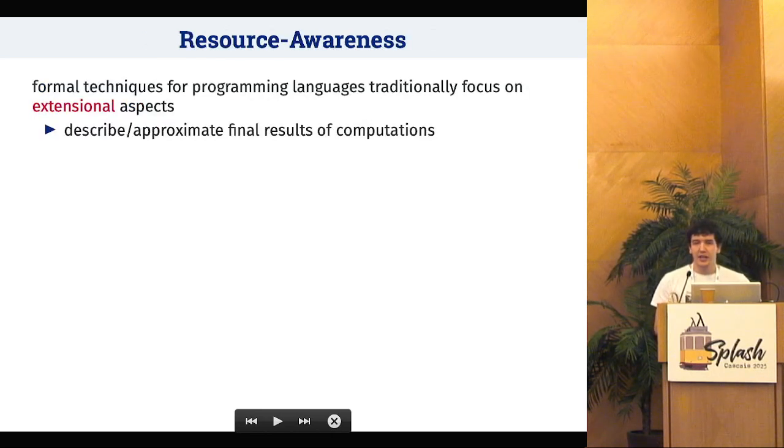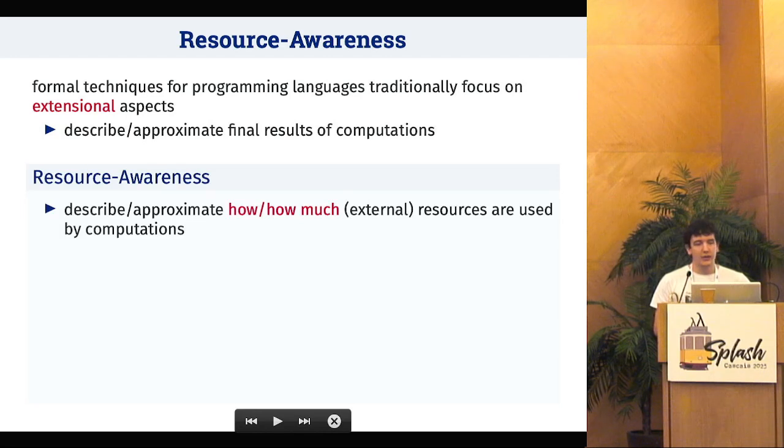Traditionally, the formal techniques for programming languages are focused on extensional aspects of programs. Basically, they are interested in describing or approximating the final result of a program execution. Instead, when we talk about resource-aware semantics and type systems, we want to design type systems and operational semantics to reason about those intensional aspects, and in particular to describe or approximate resource usage during the computation.